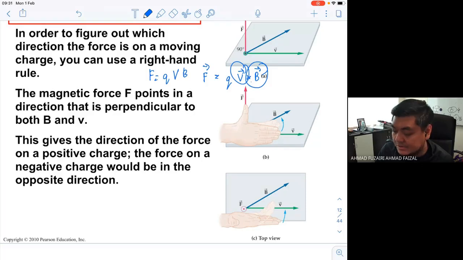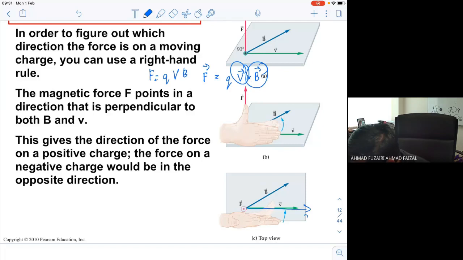Right. So try to do it that way, and you can see that the direction of force is going into the positive Y. Or if you're using the top view, look at the top view. Let's say you have positive X going to your right. So let's say this is positive X.